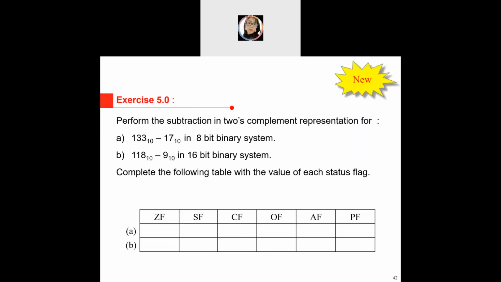And there are several other exercises you can try also using your Visual Studio and compare with your manual answer. You try to solve it manually using two's complement and also using the Visual Studio, whether you get a similar status flag or not.